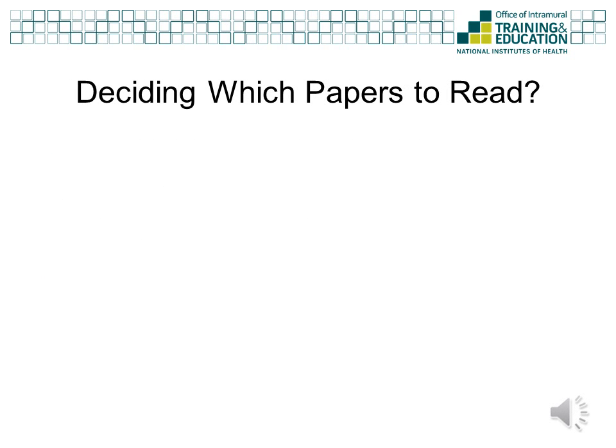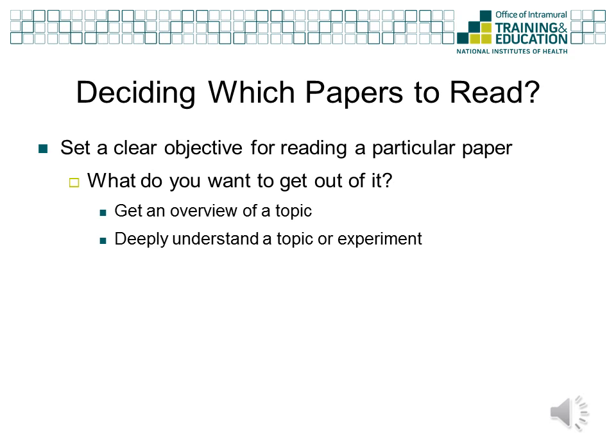Thousands of scientific articles get published each week, so it is important to decide carefully what papers you would like to read. Consider setting a clear objective for reading a particular paper and identifying what you would like to get out of it. Your objective will determine the approach you will take in reading a specific paper.